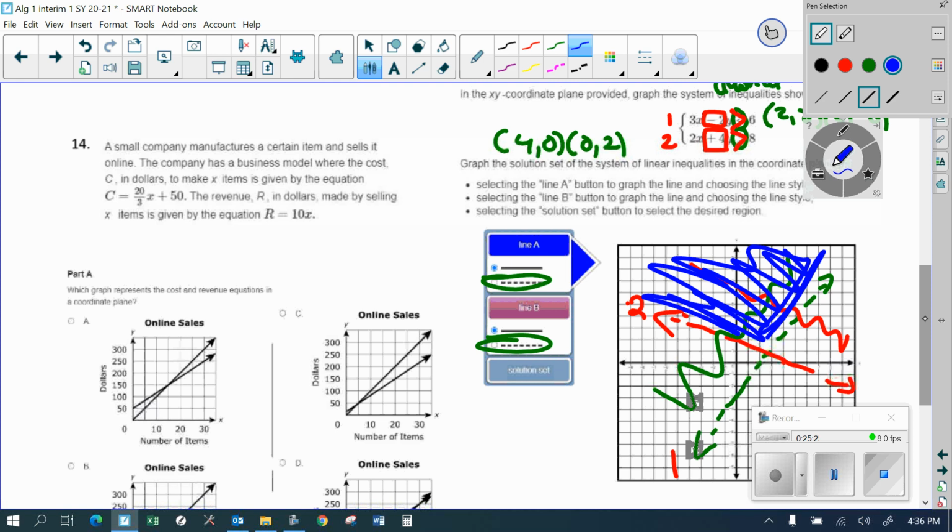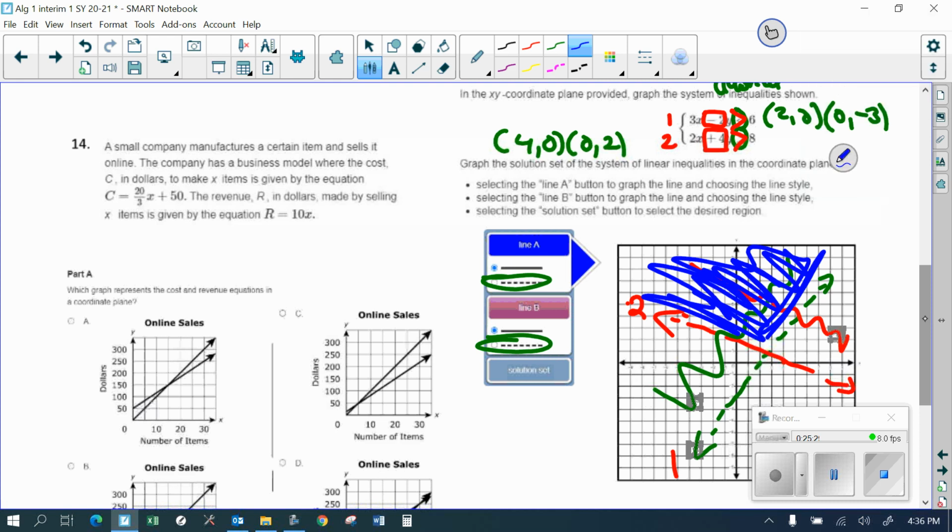Now I can guarantee I'm right by picking any point in this region, and it will be true for both of those inequalities. I plug it back in, and it will end up being true. So I could pick (0, 3), for example. Is -6 less than 6? Yes, it is. 4 times 3 is 12. Is 12 greater than 8? Yes, it is. So I could check it that way as well.